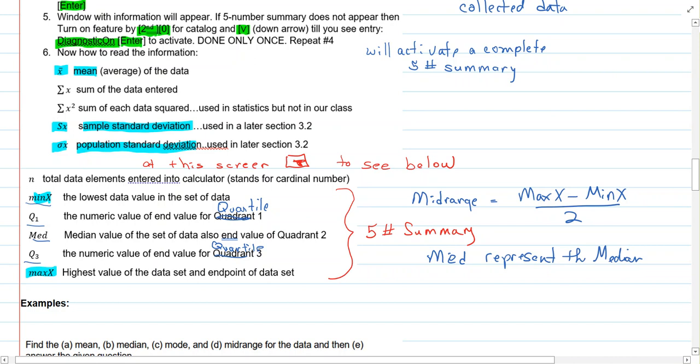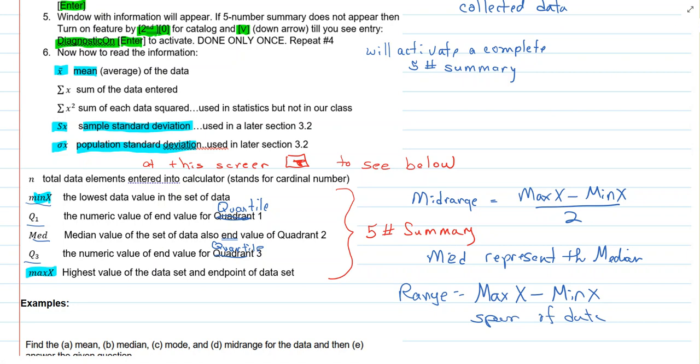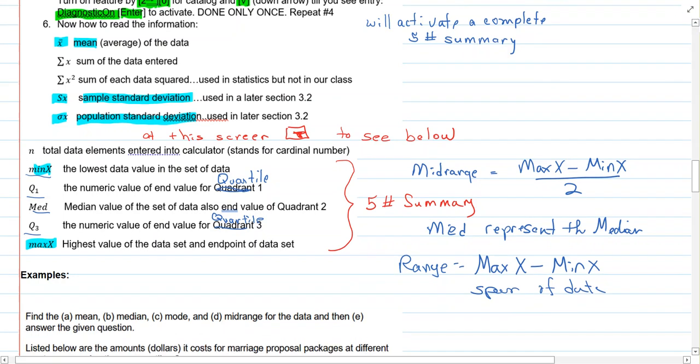We can get the average, the min and max, and then we can even get the range, because we know that we're going to find this out a little bit later. Range is max X minus min X. That's the span of the data. So we get a lot of information from this. And we're even talking interquartile range, all kinds of things from this 5-number summary.